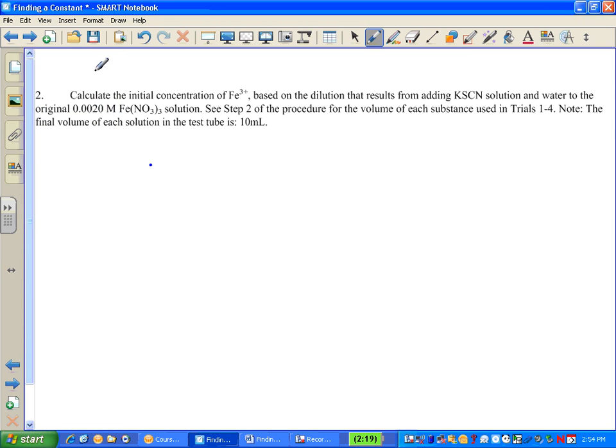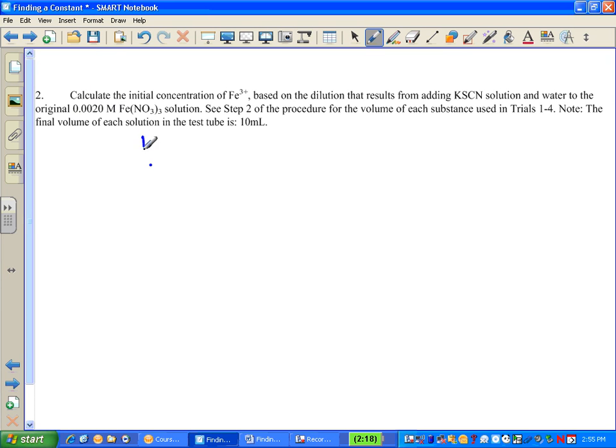Question 2 asks you to calculate the initial concentration of iron 3 plus based on the dilution in each of the test tubes 1 to 4. So if you recall, you had 4 test tubes that you labeled trials 1 to 4, and in each of those solutions you put 5 milliliters of the stock original 0.0020 molar iron nitrate. So what we want to know is the concentration of the solution at equilibrium.